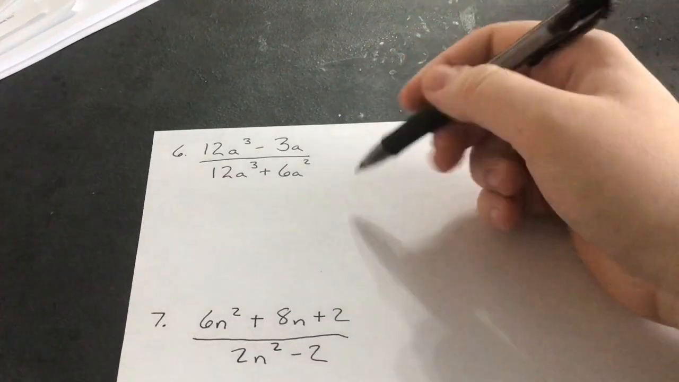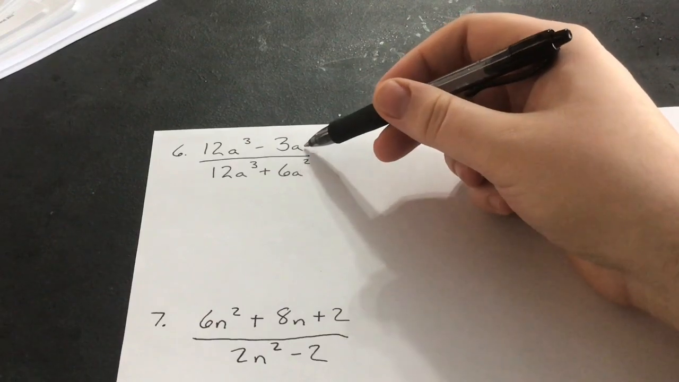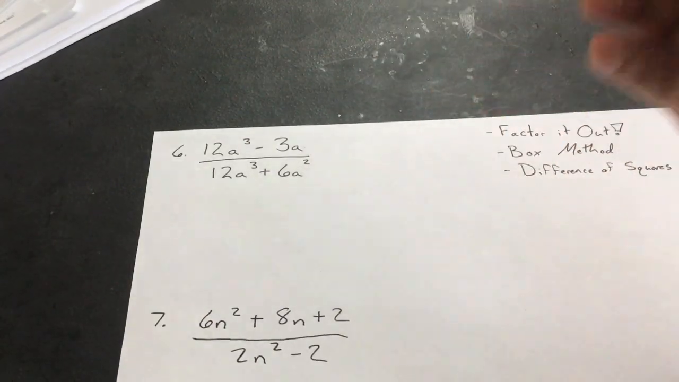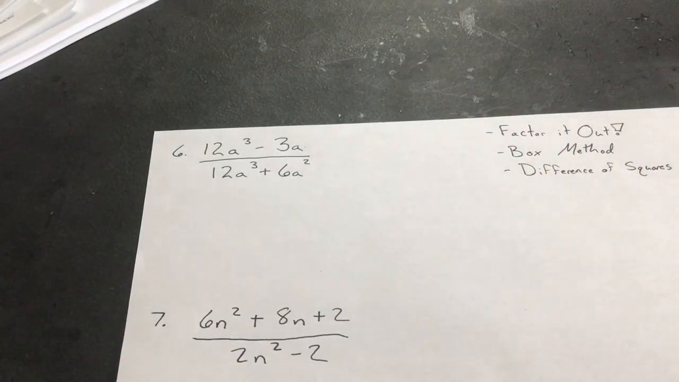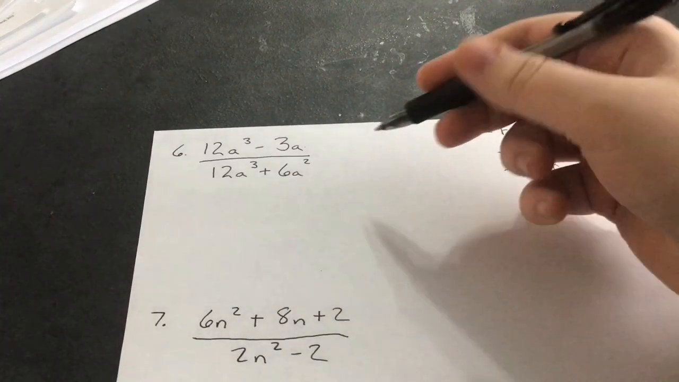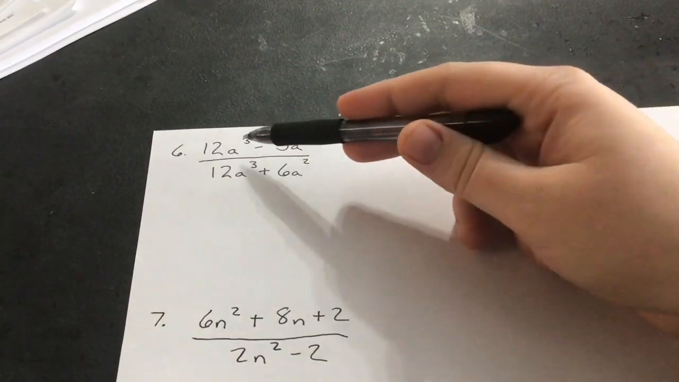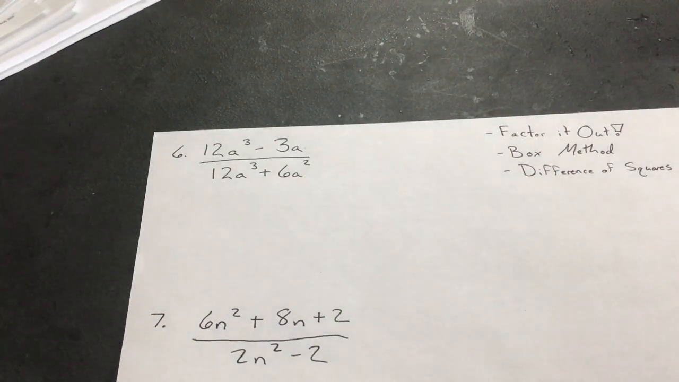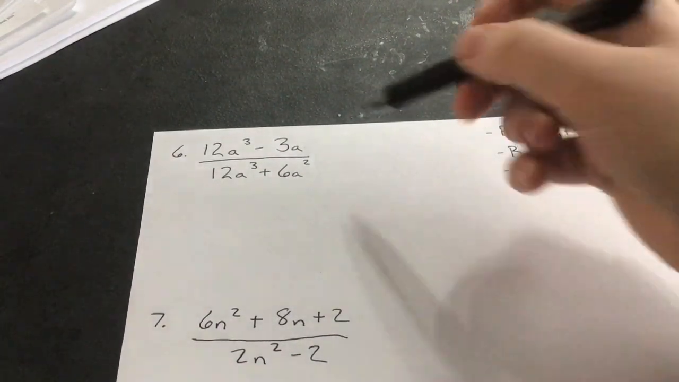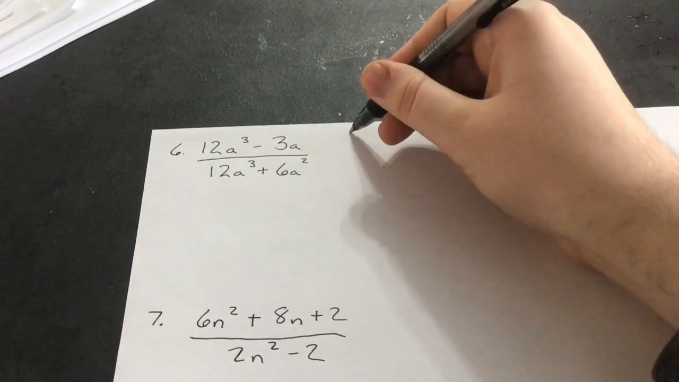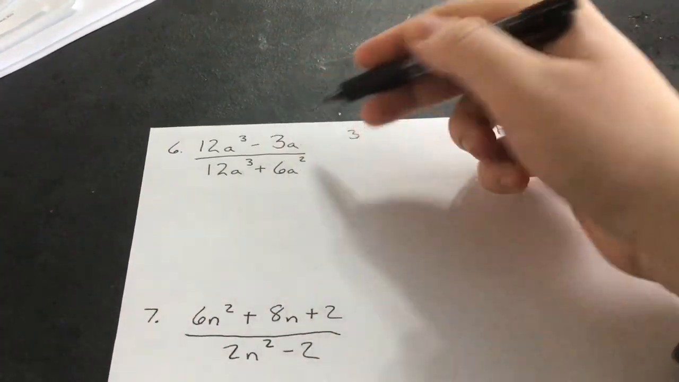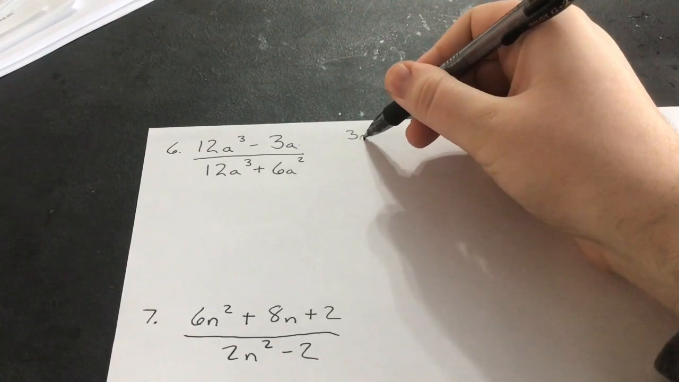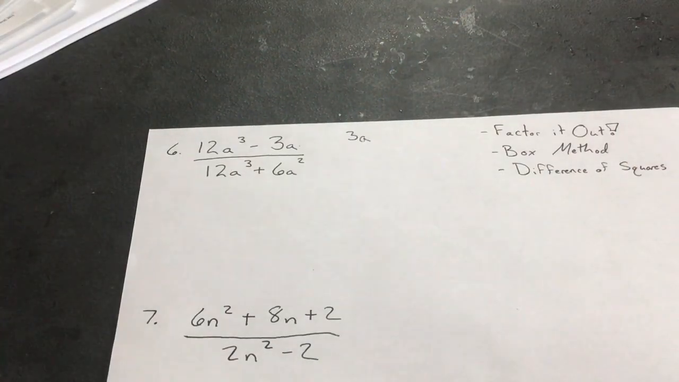When we take a look at number 6, what we want to do, like I said before, is take a look at the numerator and the denominator and simplify it, break it down, factor it, however we can. So we always start with factor it out. Is there anything that both parts of our numerator have in common? Well, luckily for us, there is. Both of these whole numbers are divisible by 3, and both terms also have, at minimum, 1 a.